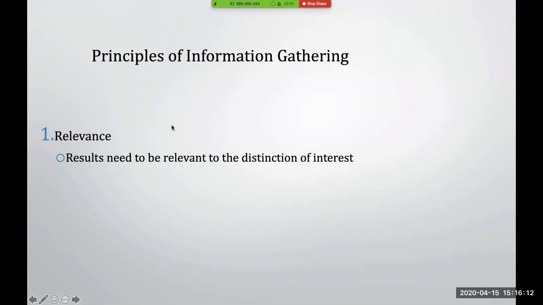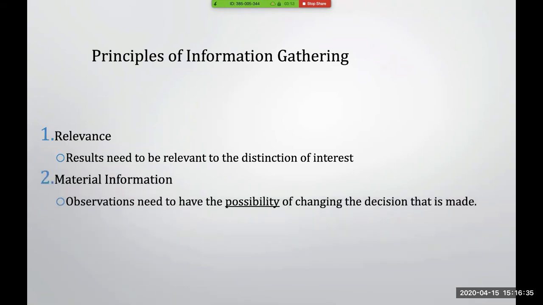First, information should be relevant. You only pay for observations, for distinctions that are relevant to the distinction of interest. If an observed distinction is not relevant to the distinction of your interest, then that information is not useful or relevant at all. Second criteria is called material information.